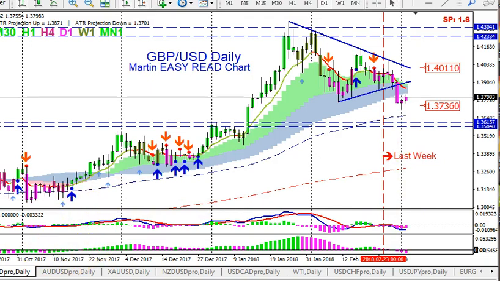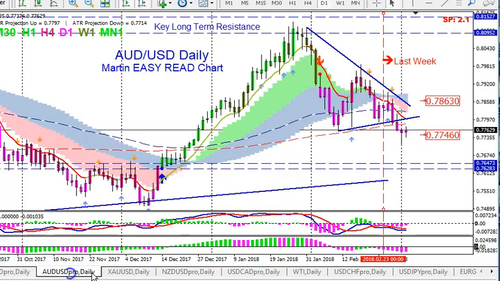So next we have the Australian USD. You can see that right here, exactly the same as the British pound. We can see we had an up and down within a triangle within the trend lines.